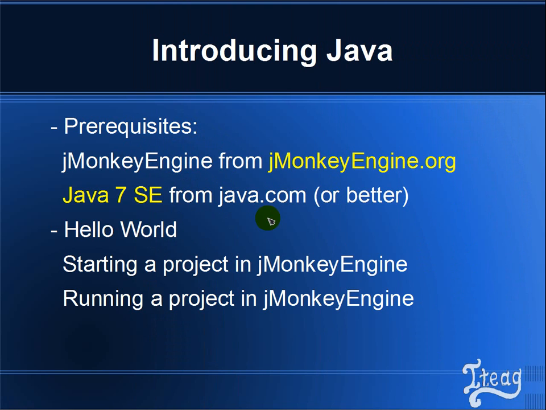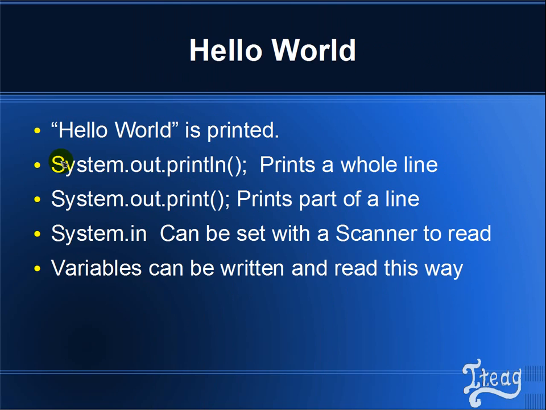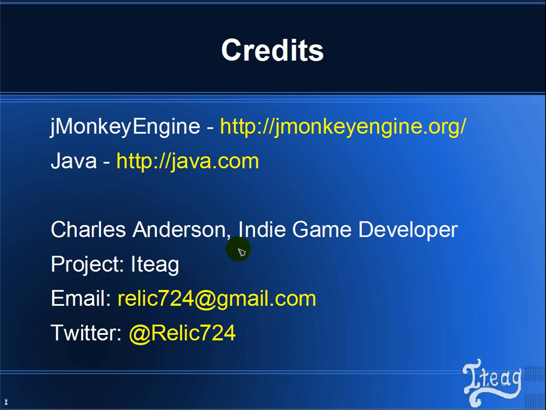Whoop. Let's see what else I got on my slides here. Yep, hello world. System.out.println prints a whole line. System.out.print prints part of a line. And System.in can be set with a scanner to read stuff into your program. And variables can be written in this way. You can also mess with variables by simply declaring them in your code, or adding, subtracting, multiplying, and dividing them in code. That's pretty much how it works with programming. And Java is just one of several languages. So this is for the jMonkey engine. And we're going to keep on handling. Next session, I'll probably be covering variables in more detail because, hey, those are the things we mess with, aren't they?